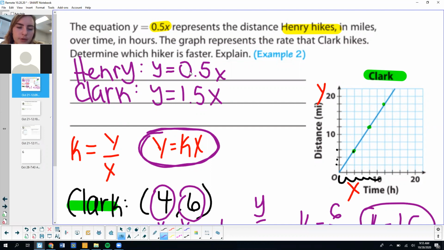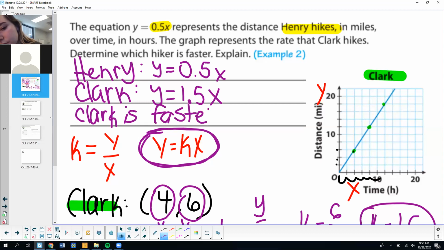So we're comparing these two. This is saying that if we multiply 0.5 times how many hours he went, we would get a total distance. If we multiply 1.5 times however many hours he hiked, we would get a total distance. Because Clark's pace or rate of change is more, Clark is hiking faster. All right. Any questions about that one?